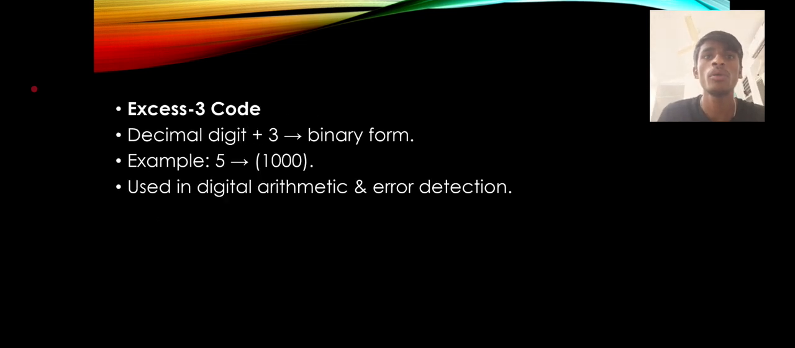Now I would tell about the XS3 code. The XS3 code is known as decimal digit plus 3 in binary form. For example, we consider 5. The XS3 code is 1000 plus 3, which is 1010. It is the XS3 code. It is used in digital arithmetic and error detection.